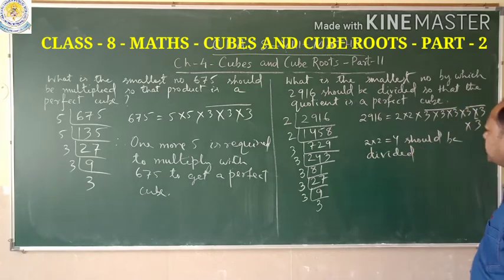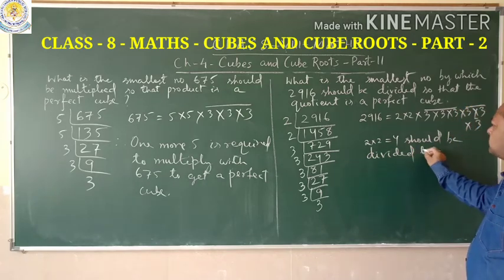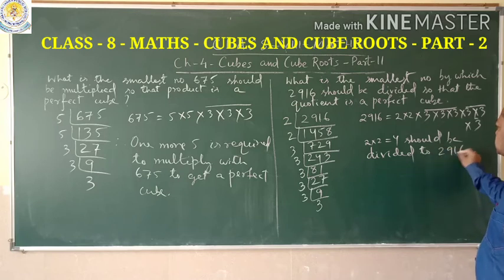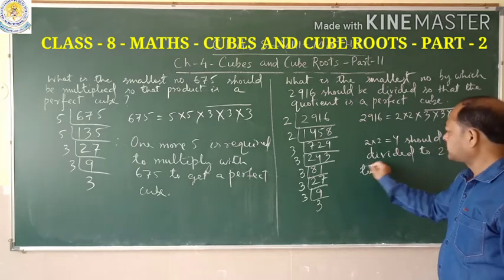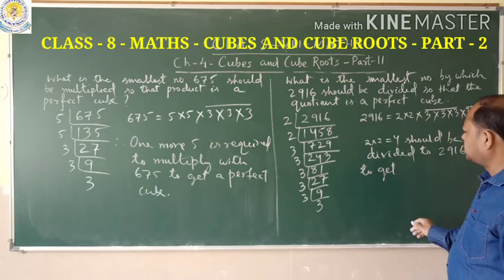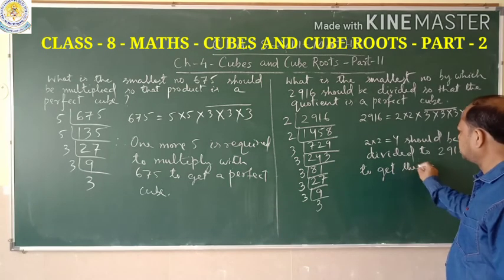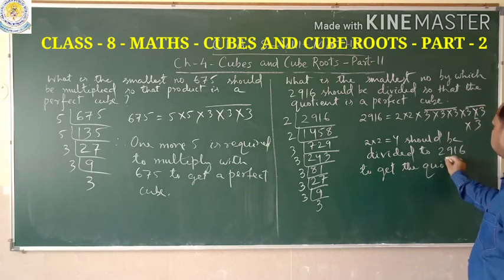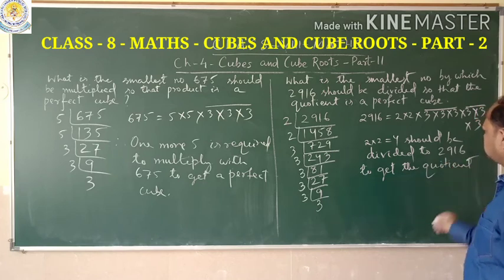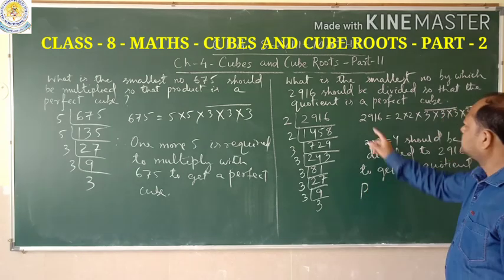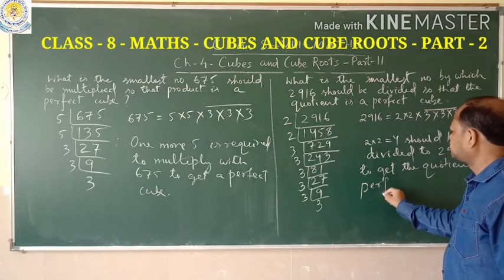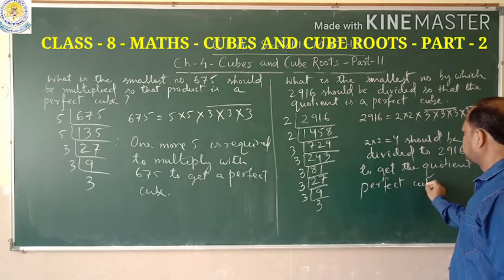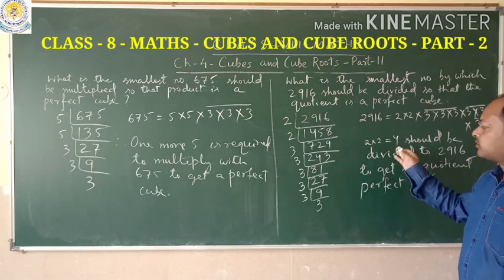So it is clear that 4 should be divided with the number 2916 to get a quotient that is a perfect cube. Okay, so 4 is the answer.